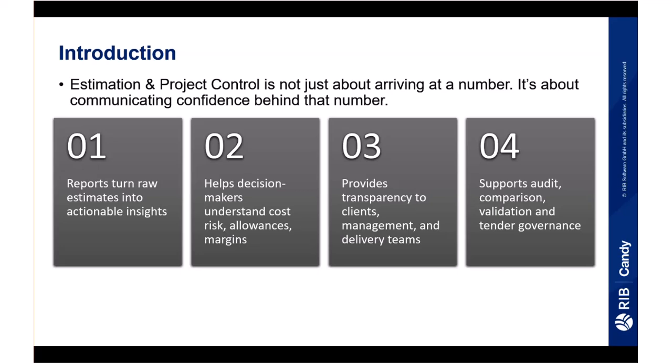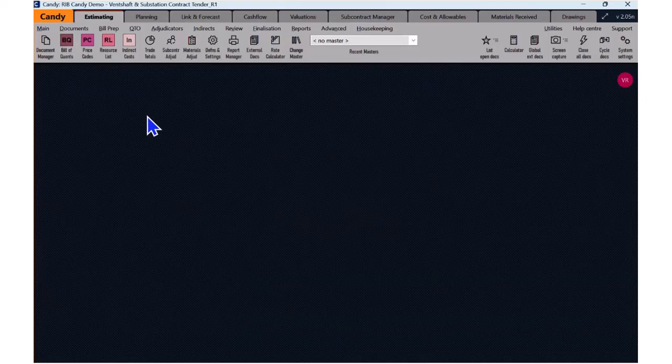And we all know that good reports turn estimates into actionable insights, provide transparency to all the stakeholders, and also support the audit, validation, and tender governance. And today we will look at how Candy helps us do exactly that, and that too effortlessly. So let's get into it, and I'll be giving a quick overview of the report manager. Then we will quickly see a few reports and get into the other topics for today.